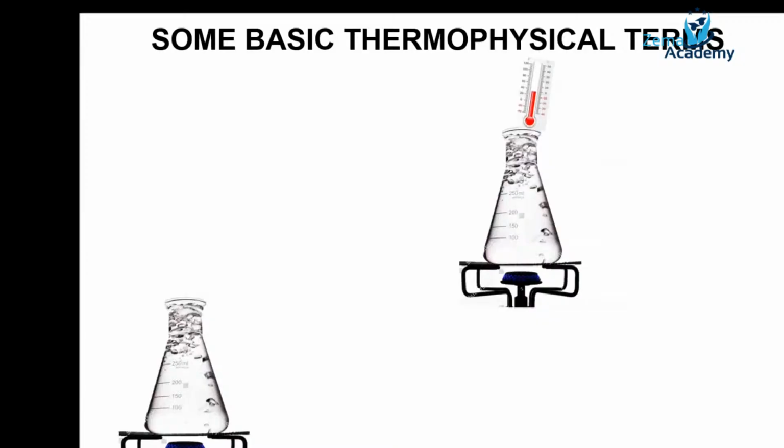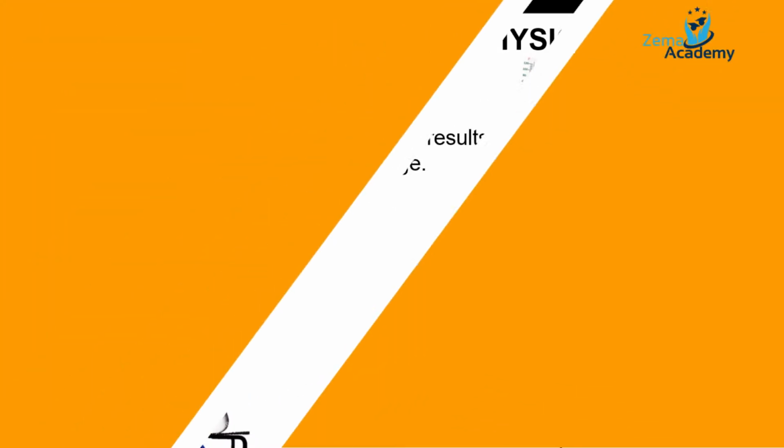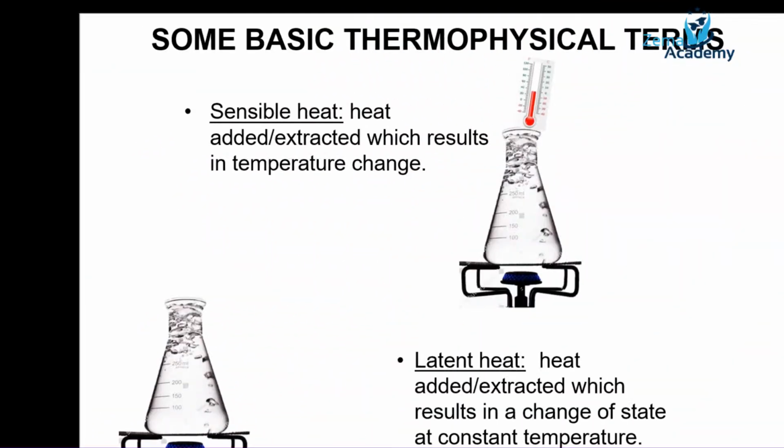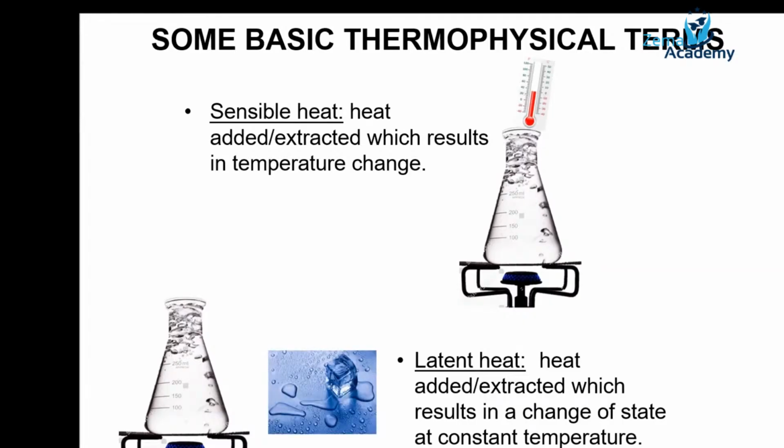I'm going to quickly go through some basic terms that you will come across in the refrigeration industry generally, like sensible heat and latent heat. They both deal with either heat extraction or heat added into a material, but one results in only a temperature change, and the other one results in a state change. So sensible heat results in temperature change, as opposed to latent heat, which results in state change. A good example of latent heat is ice melting.